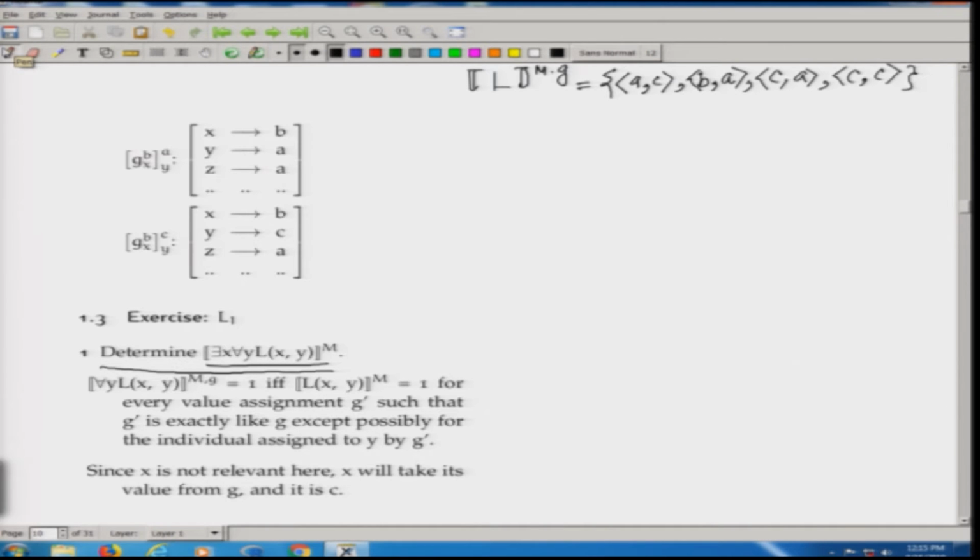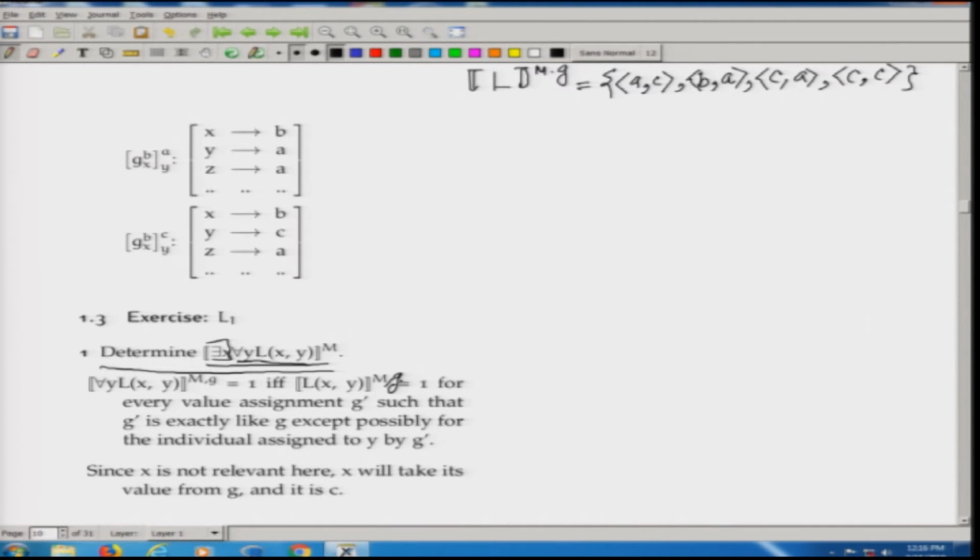Now, for the time being, we block this part and consider this part, because we are computing the value in steps. So the denotation of all y LXY with respect to M, G is 1 if and only if the denotation of LXY with respect to M, G prime, is 1 for every value assignment G prime, such that G prime is exactly like G except possibly the individual value assigned to y by G prime. And so that is about y.